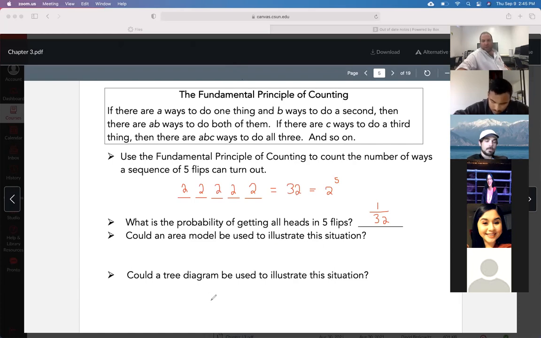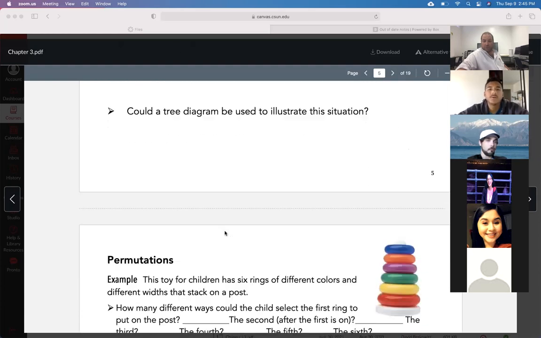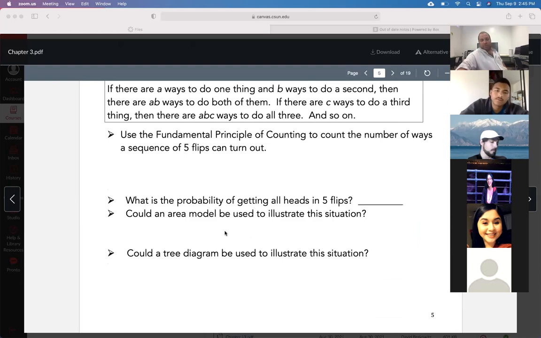Could a tree diagram be used? Oh yeah, a tree diagram, you have your first one, 2 options, 2 from this one, 2 from this one, third, 2 from each, 2 from each, 2 from each, and so on for the 4th and the 5th. Does that make sense? Okay. So that takes care of the fundamental principle of counting, which is our very first major counting principle.